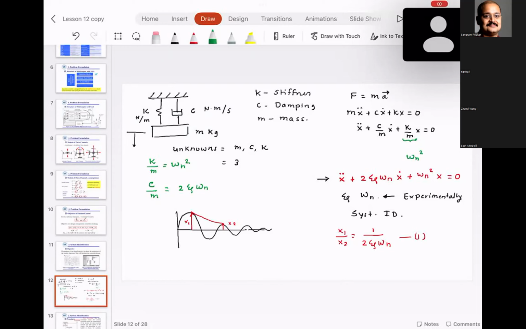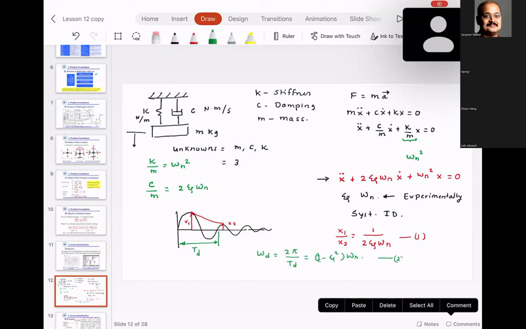Then you find out the frequency of vibration. So this is the period of vibration. I'm going to call this TD. From TD, you can find out omega D. Omega D is 2 pi divided by TD, and that is equal to square root of 1 minus zeta square times omega n. So now you have two equations and two unknowns. With these two equations and two unknowns, you can find out the value of zeta and the value of omega n. Everyone understood this?